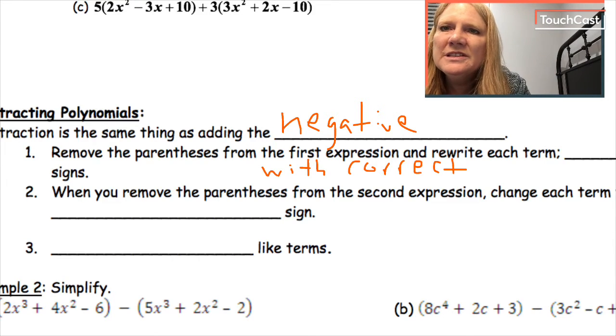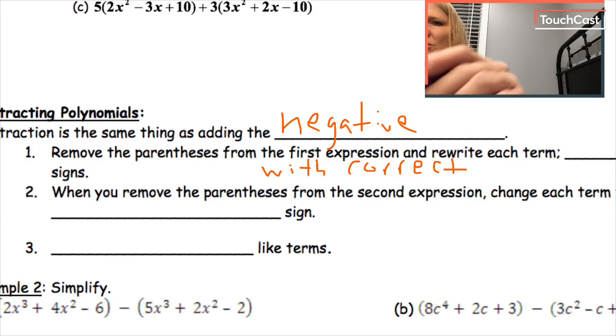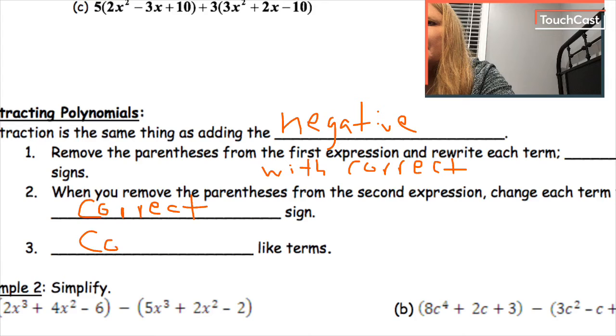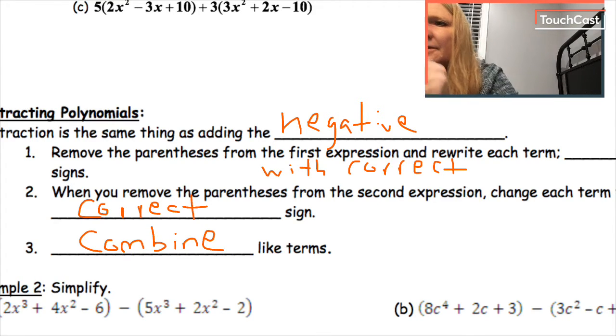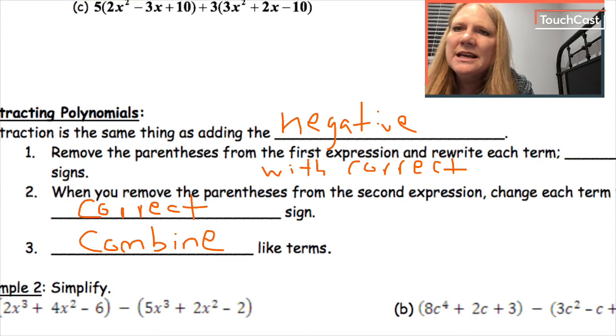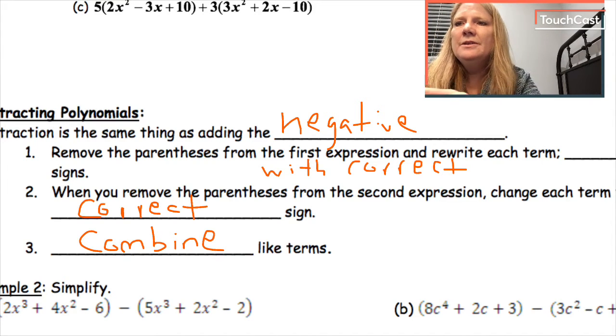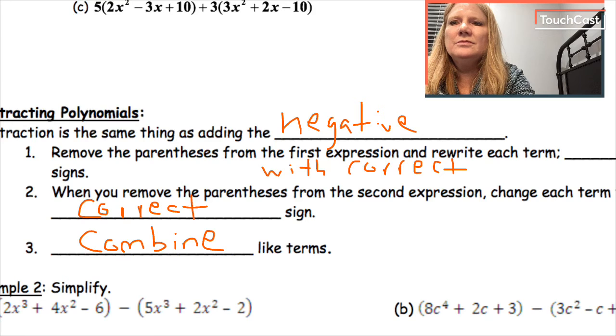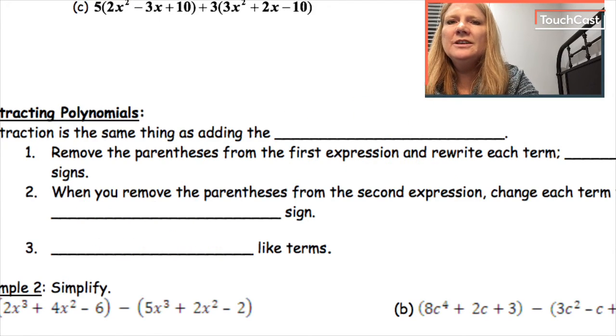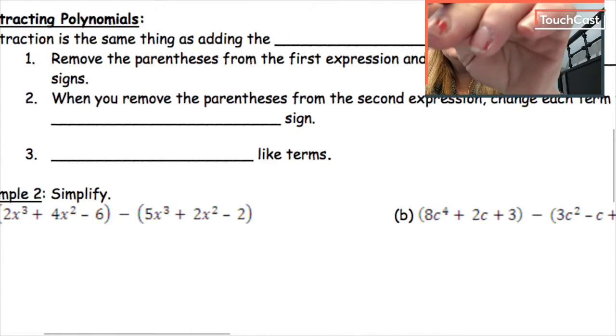When you remove the parentheses from the second expression, change each term to the correct sign, okay? And then you just combine like terms. Okay, so we'll look at some examples here, all right? So I'm going to give you a second. You can always pause the video if you need to. But I want to clear that, and then let's move to these examples.